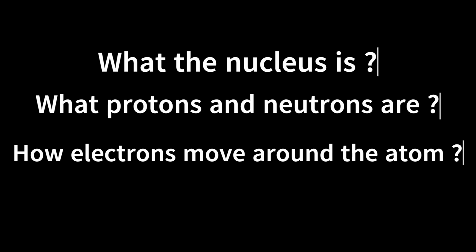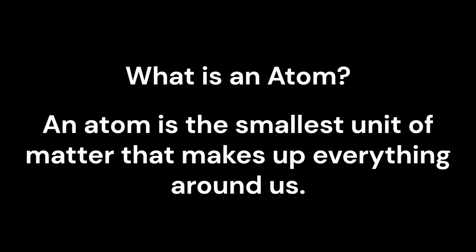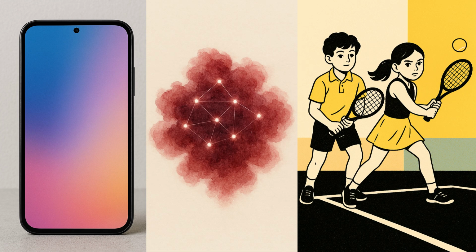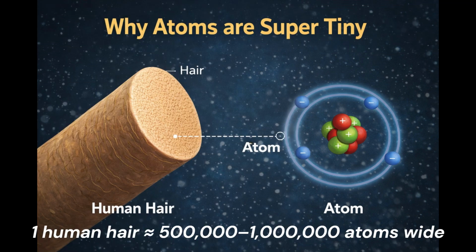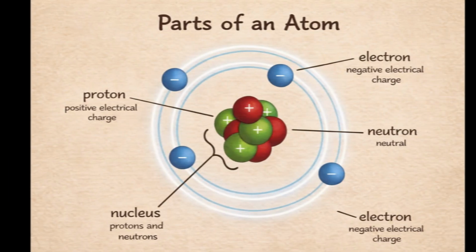So, let's get started. First of all, what is an atom? An atom is the smallest unit of matter that makes up everything around us, from your phone to your body to the air you breathe in. But even though atoms are extremely tiny, they have a well defined structure.